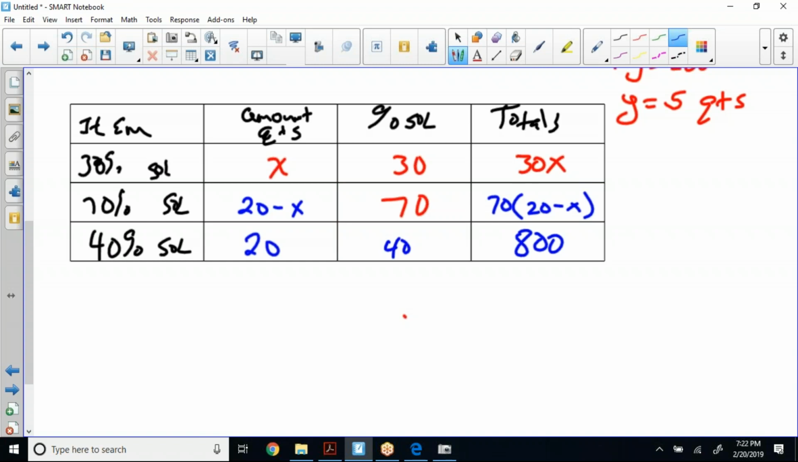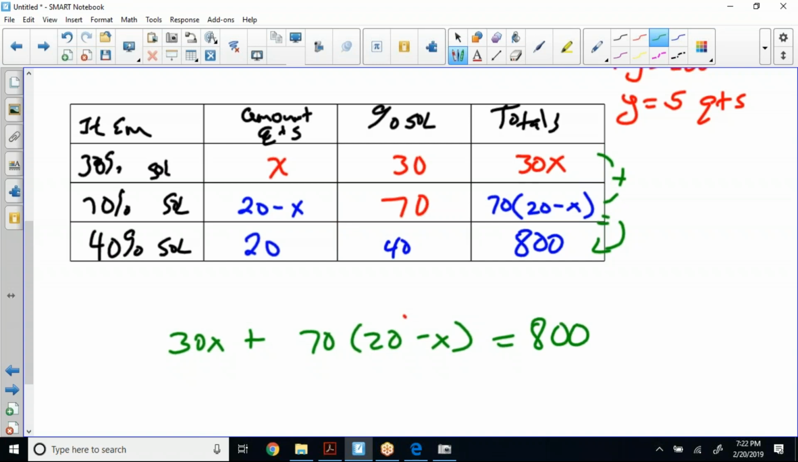Now, what that's going to do is set up the linear equation that they have as part of the solution, right? So it's these two added together equal to, guess what? So that's 30x plus 70 times (20 minus x) equals 800. Ladies and gentlemen, when you solve that, you will get the same thing that we got in the above solution. I promise you.